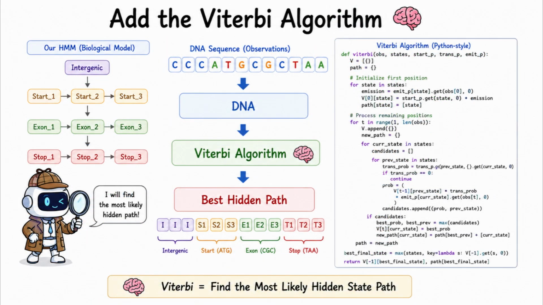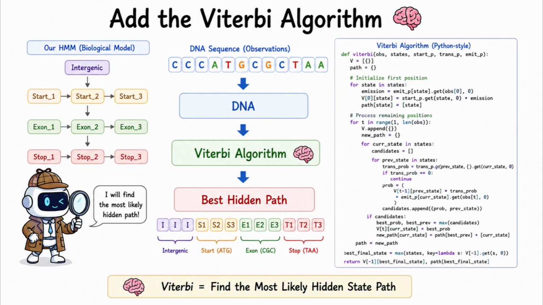Now, let's implement the Viterbi algorithm. First, we initialize the probability of starting in each hidden state using the first DNA base. Next, we move through the sequence one position at a time. For every current state, we test all possible previous states. We multiply the previous probability, the transition probability, and the emission probability. We keep only the most probable path leading to each state. This process repeats until the entire DNA sequence has been analyzed.